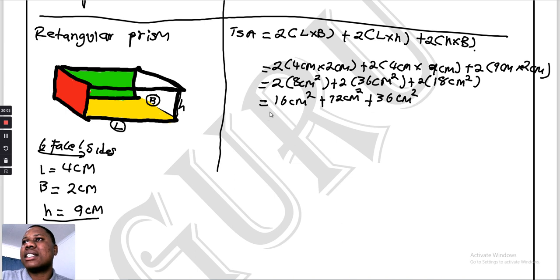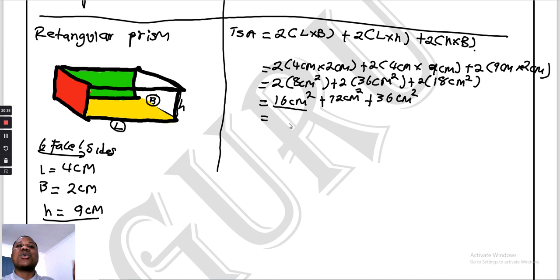So if you observe here, this area represents our two length times breadth, which is the bottom part and the top part. We have 72 centimeters squared, which represents the length times height, the area of the side at the back and the side in front. And we have 36 centimeters squared, which represents the total area of the face on the left and the face on the right combined.